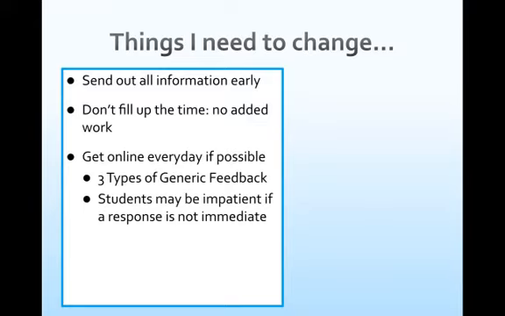There are 3 types of generic feedback. 1, I can acknowledge the student that I'm reading their information. 2, I can do a correction of an incorrect response. I can inform the student what the correct answer should be. Or 3, I can provide elaborate feedback, an explanation as to why the response is correct or incorrect.